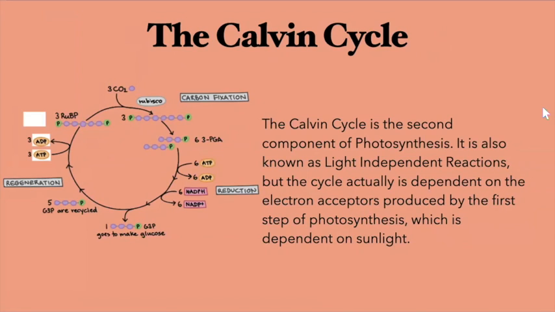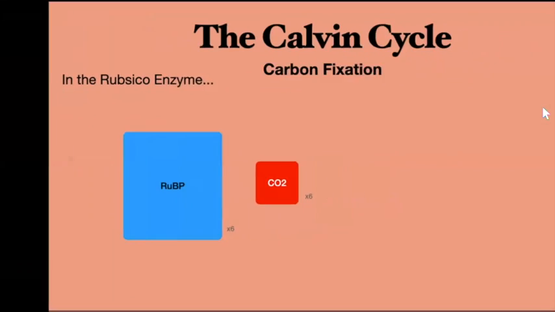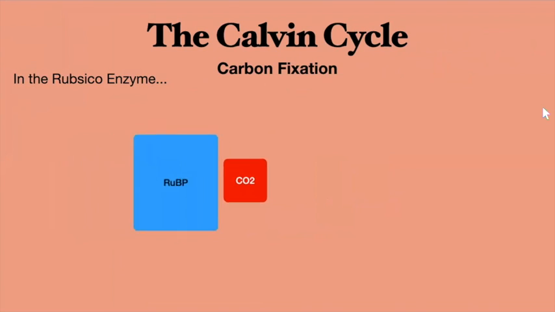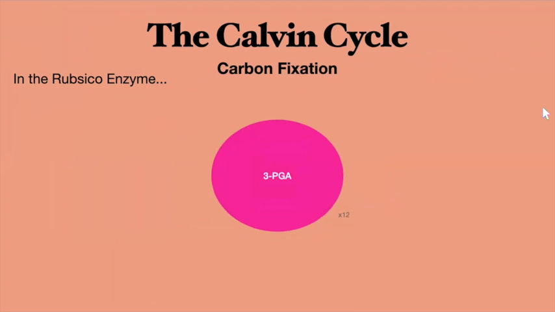So the Calvin cycle is the second component of photosynthesis. It is also known as the light-independent reaction, but the cycle actually is dependent on the electron carriers produced by the first step of photosynthesis, which is dependent on sunlight. So carbon fixation occurs when 6 carbon dioxide molecules bond with 6 RuBP, and the reaction is catalyzed by the enzyme rubisco to form 12 PGA.